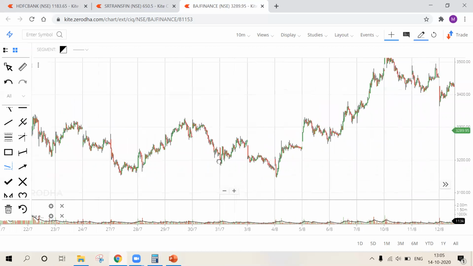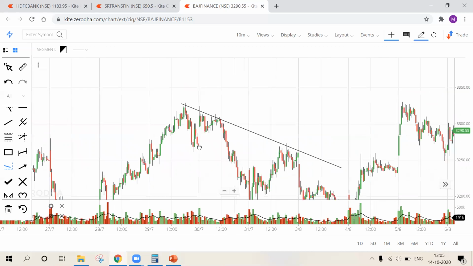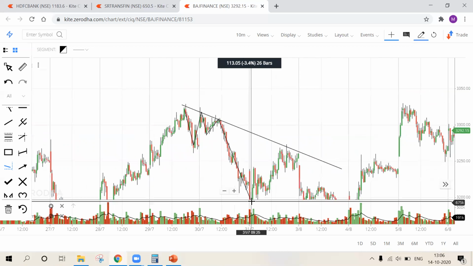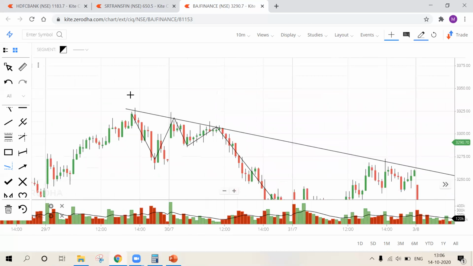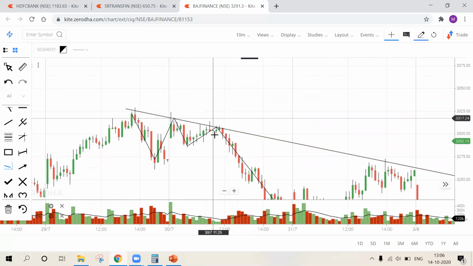All right, look at this. This is a trend line. See, this is the first rejection, this is the second rejection, and this is the third rejection. Huge rejection. You only need to connect two touch points to draw a trend line, then extend it and wait for the third reaction.